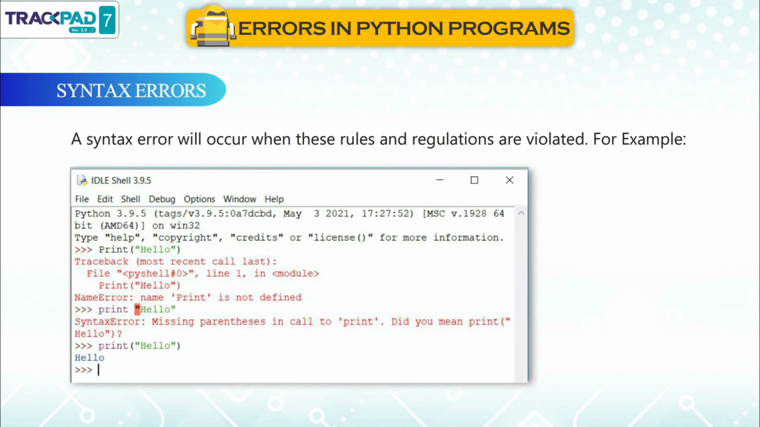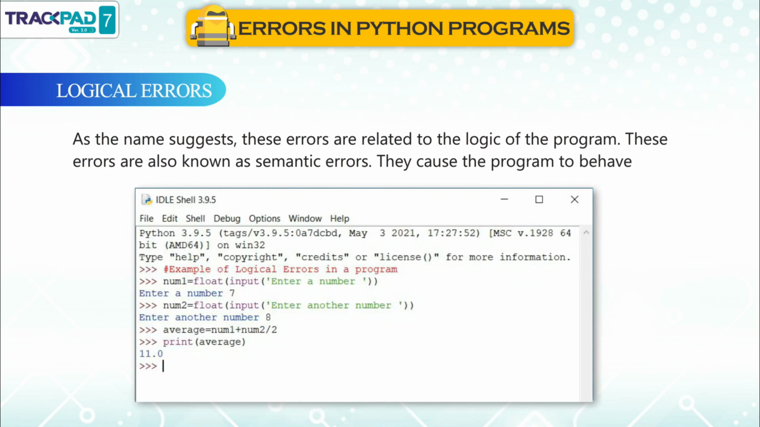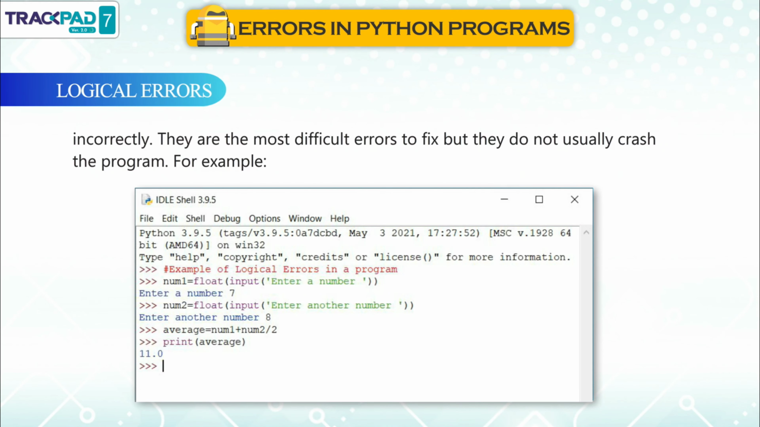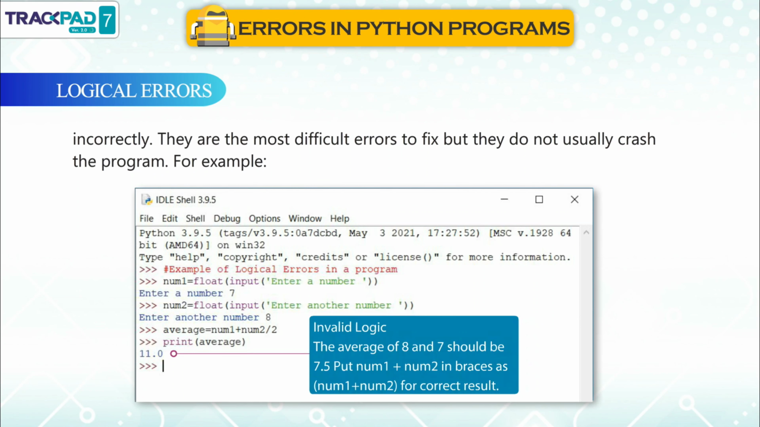Logical errors. As the name suggests, these errors are related to the logic of the program. These errors are also known as semantic errors. They cause the program to behave incorrectly. They are the most difficult errors to fix, but they do not usually crash the program. For example, invalid logic: the average of 8 and 7 should be 7.5. Put num1 plus num2 in brackets for the correct result.